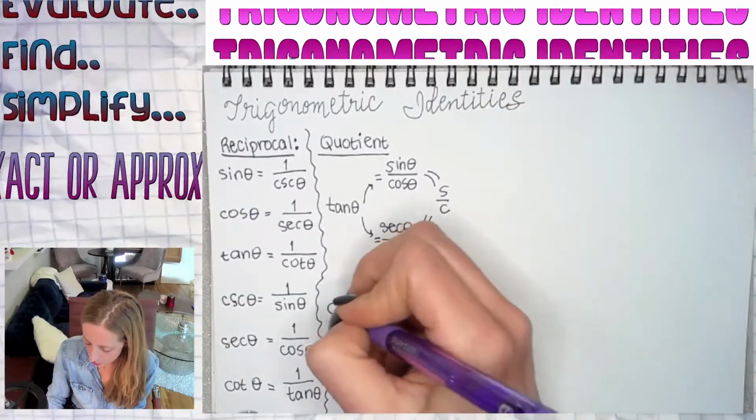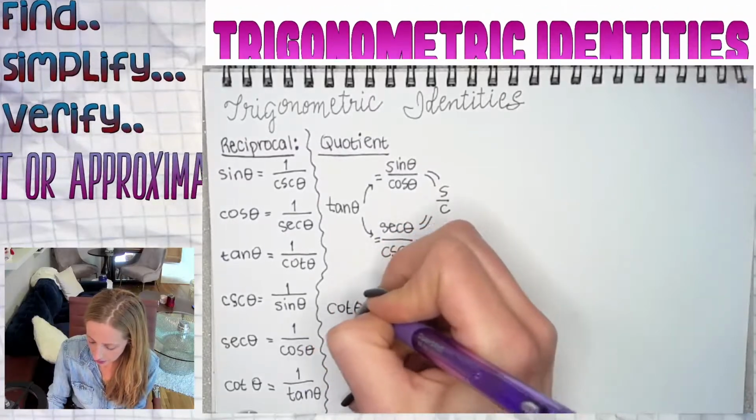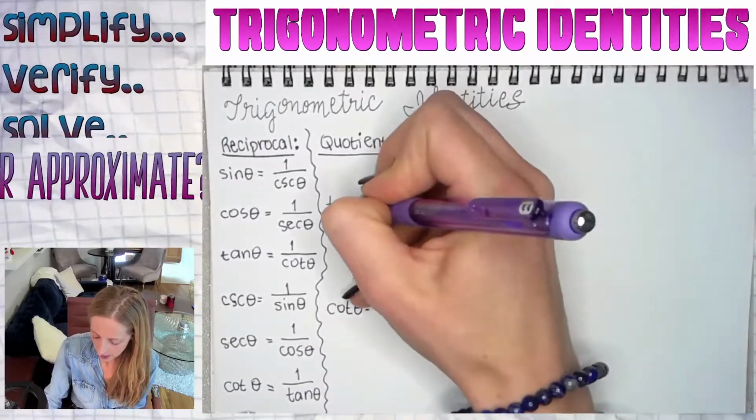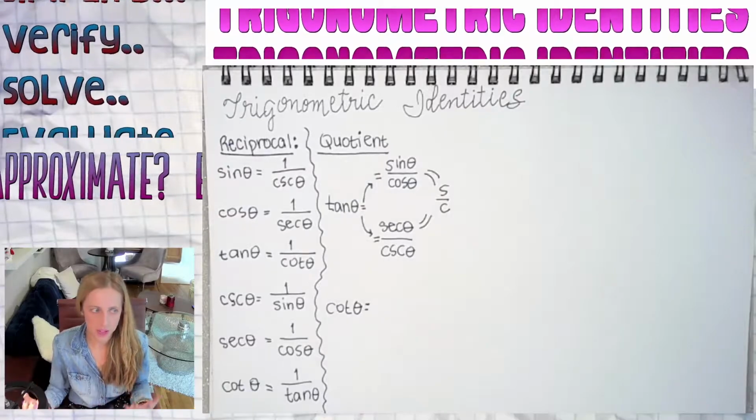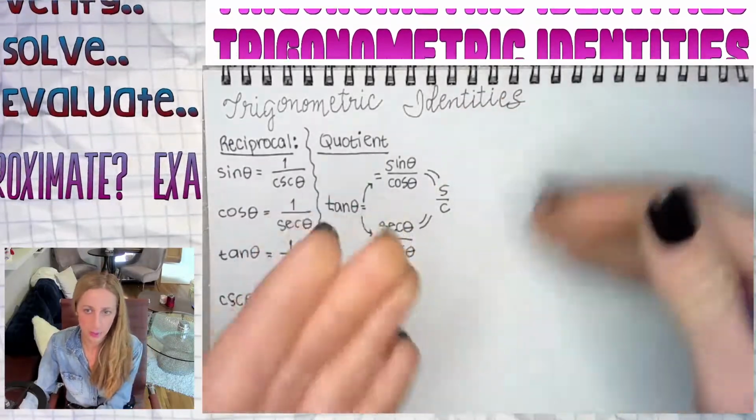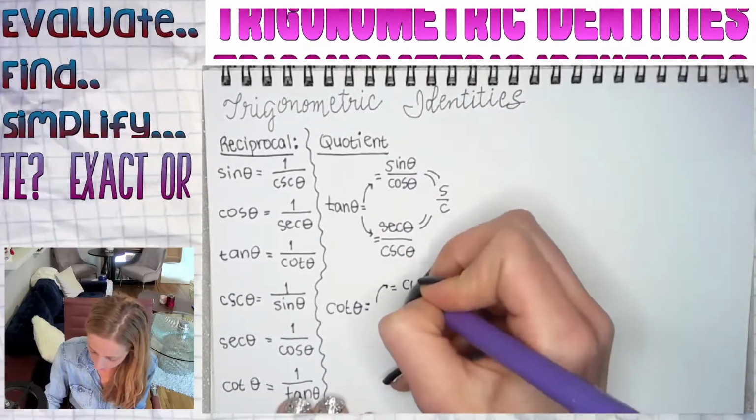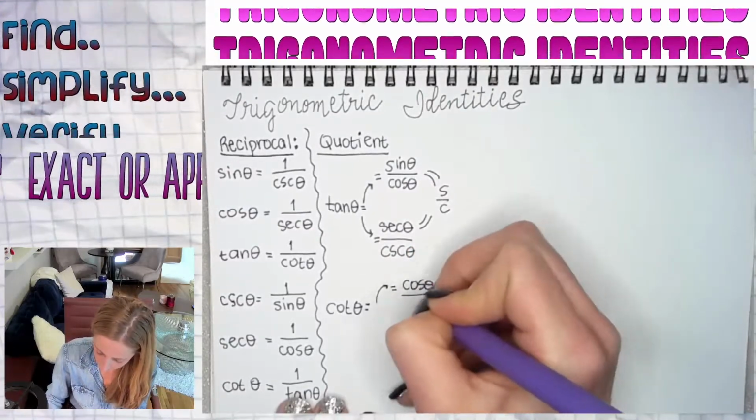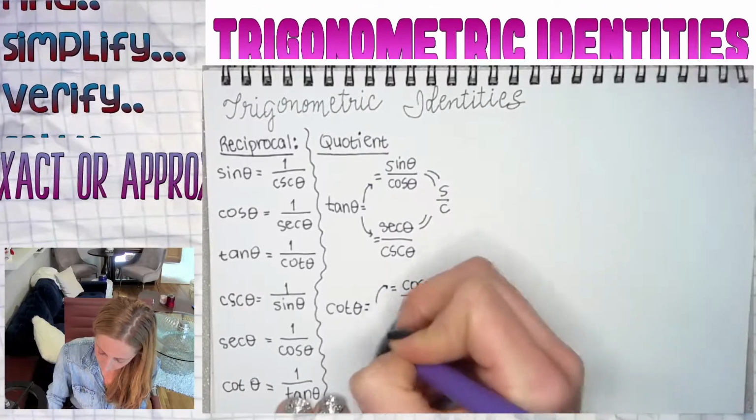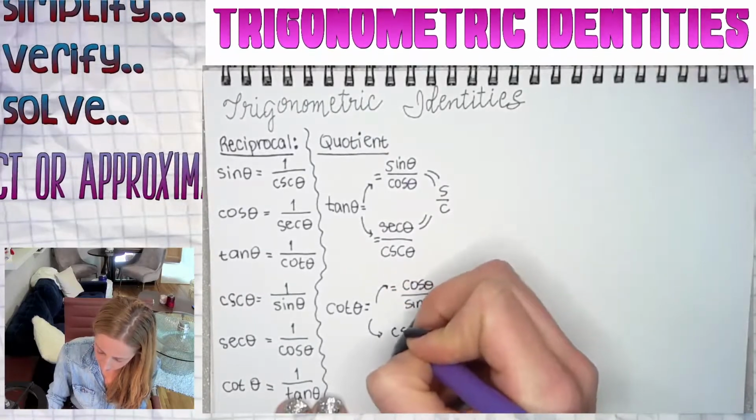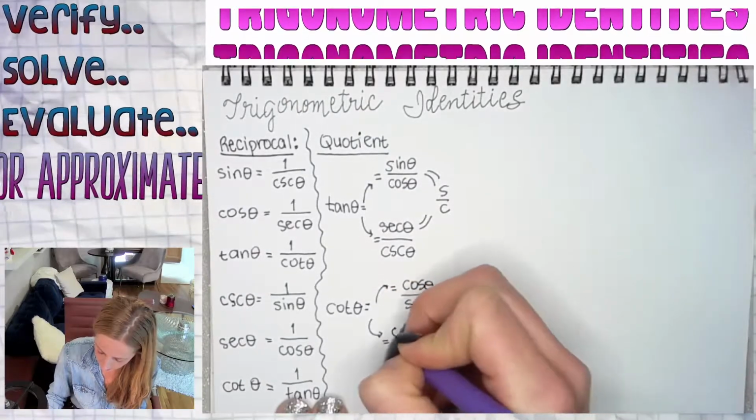And then I'm also going to do the same idea, but for cotangent. Cotangent is the reciprocal of tangent, so it's literally the flip of all of this stuff. So first I'm going to write cosine over sine. Down here I'm going to write cosecant over secant.